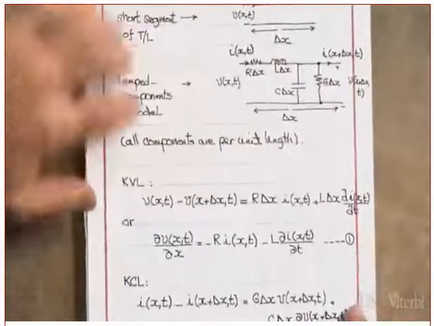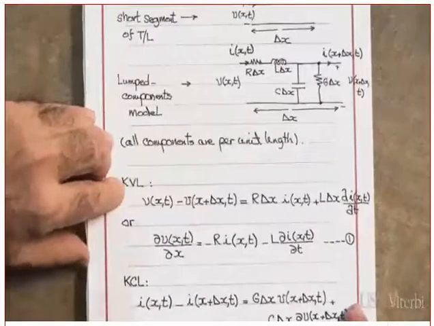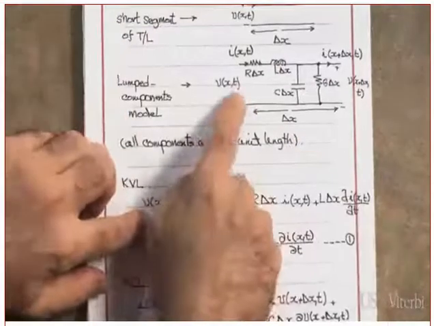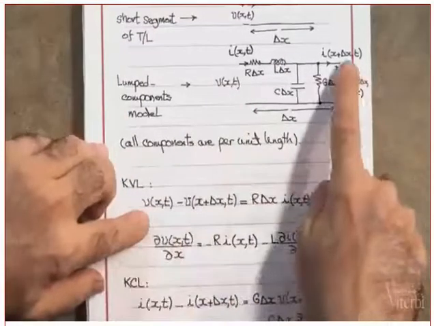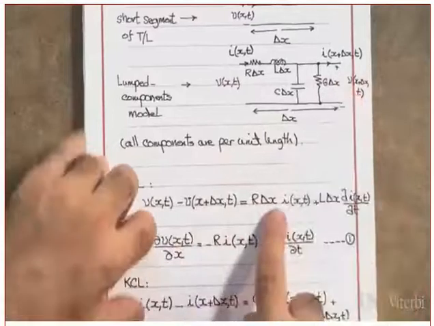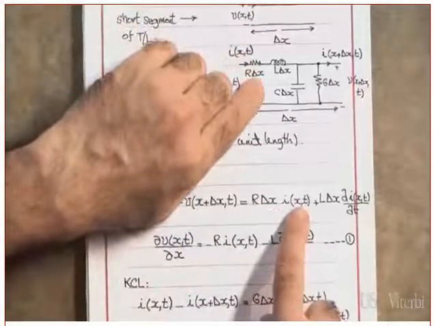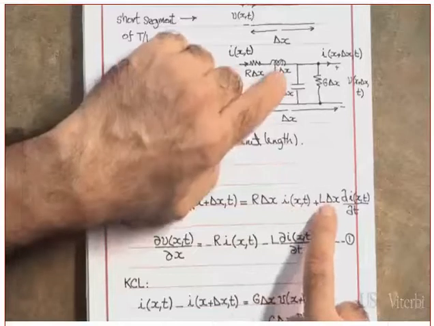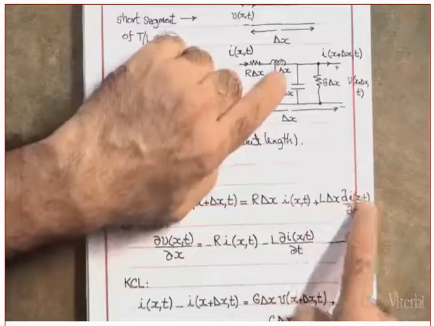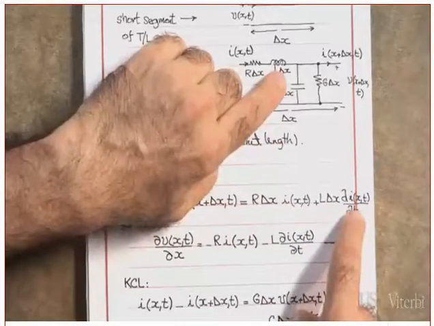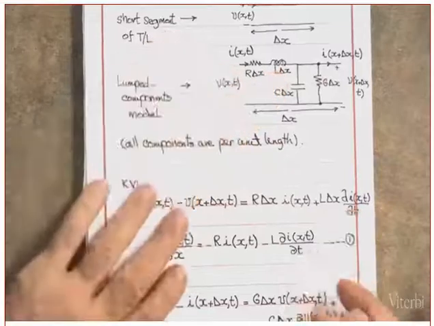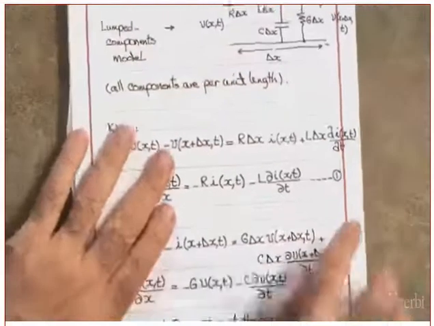Let's see if you can help me. Kirchhoff's voltage law. What is it? This voltage, V of x, t, minus this voltage is equal to R delta x times the current. That's the voltage drop. Plus L delta x di of x, t over dt. That's the voltage drop across the inductor. Yes or no? Did you lose me? Okay.